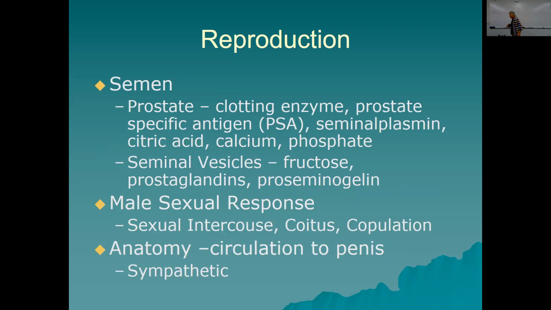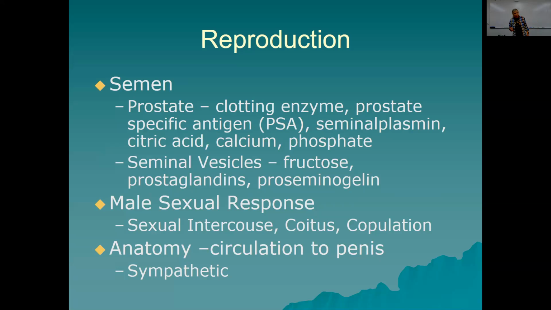So here's semen. The prostate gland secretes what's called a clotting enzyme, prostate-specific antigen, seminal plasmin, citric acid, calcium, and phosphate. The seminal vesicles secrete a fluid that has fructose in it, sugar, and this feeds the mitochondria and allows the ATP to be made for the flagellum to operate.